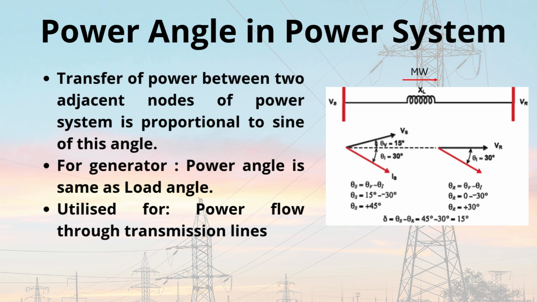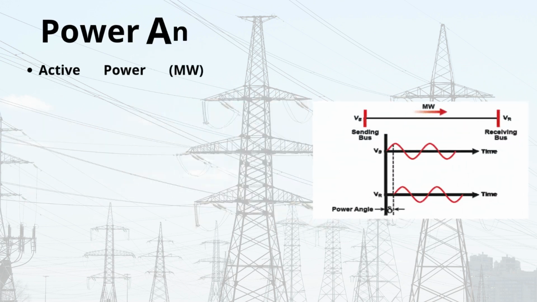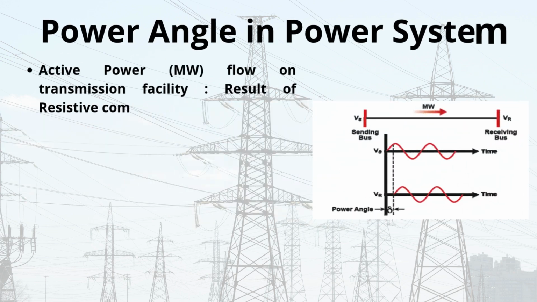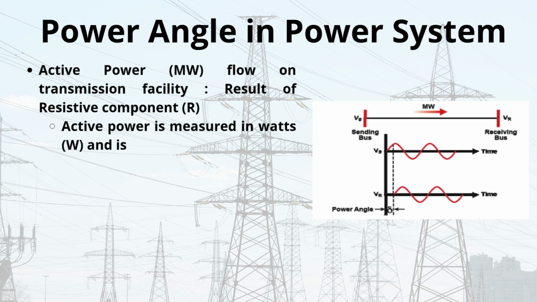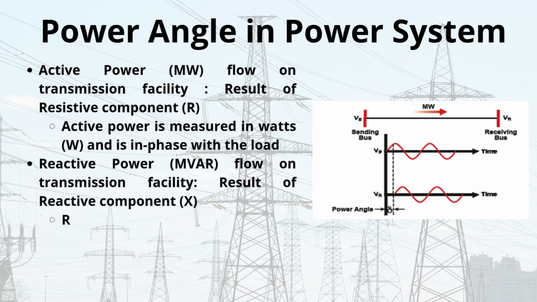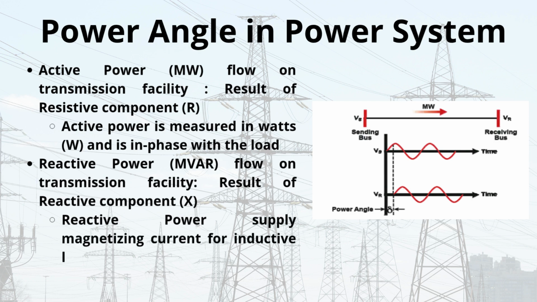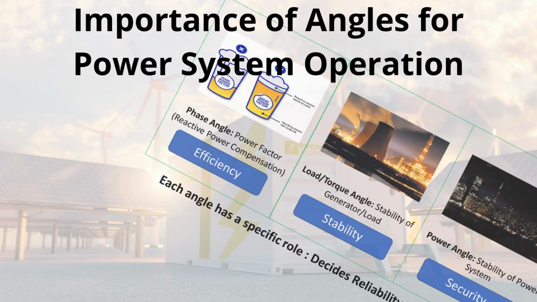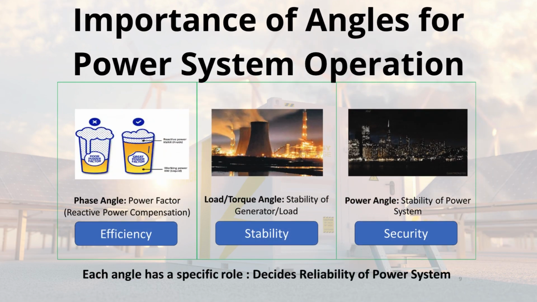So power angle is key for transmission lines, understanding flow. Yeah, absolutely crucial. And while we touched on MW and MVAR before, MW being active power, MVAR reactive power, the power angle is the main driver for active power flow. Reactive power flow is generally more sensitive to differences in voltage magnitude between buses. Okay, three angles: phase, load torque, power. Distinct, but clearly related. So why, beyond just defining them, are they so incredibly vital for actually operating a power system day to day?